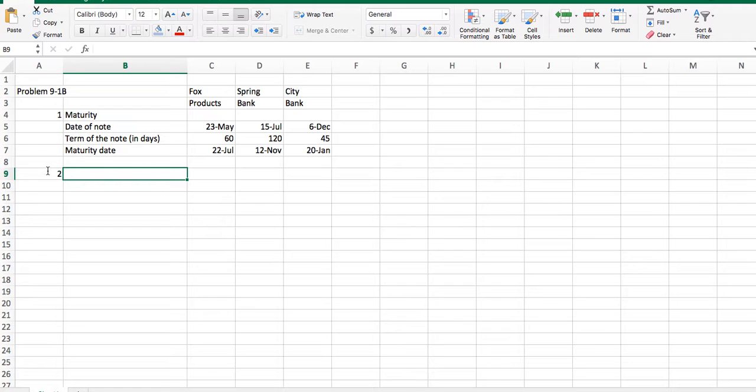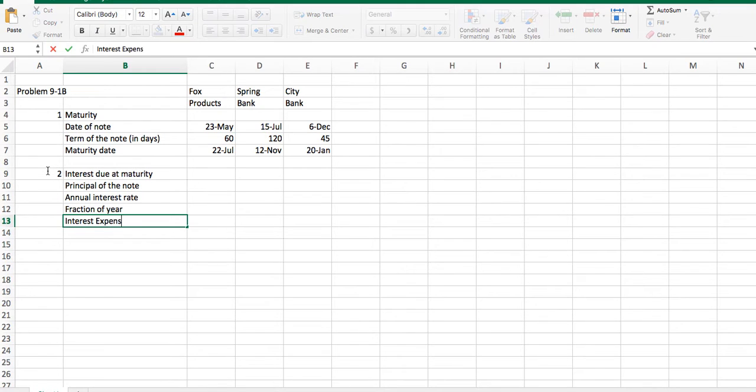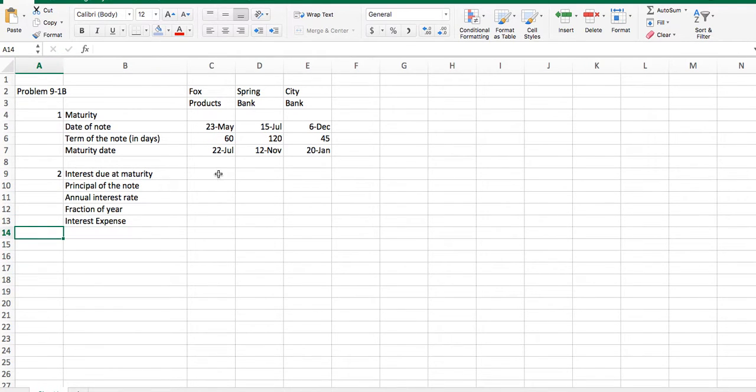The next thing they ask us to do is to determine the interest due at maturity for each of the three notes. And so now we're looking at the interest due at maturity. And remember, when we're given an interest rate, we assume annual. All of those interest rates we were given, you always assume that they're annual. So you have to do a fraction of the year in order to determine how much interest we pay, because if it's only 60 days, you don't have to pay a full year's worth of interest. You only have to pay 1/6, or 60 over 360.